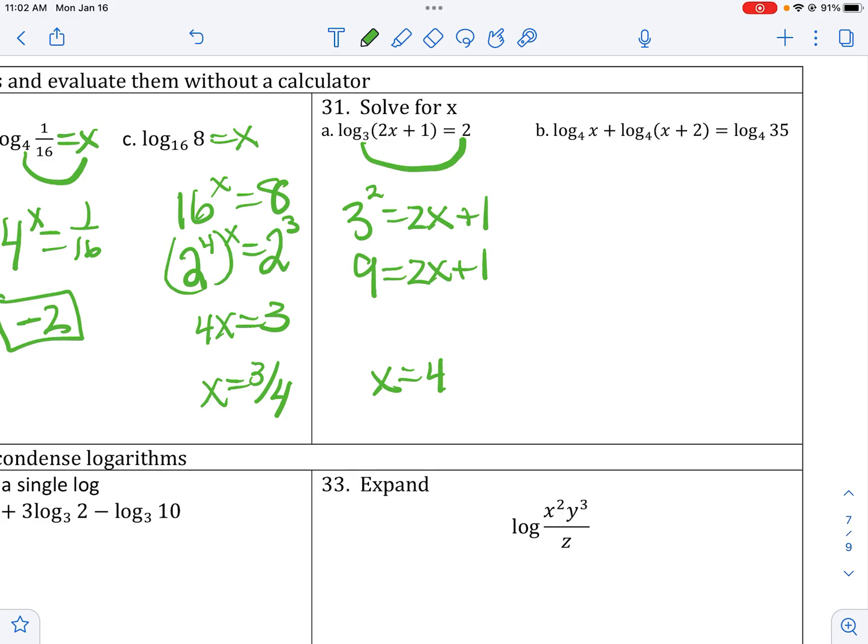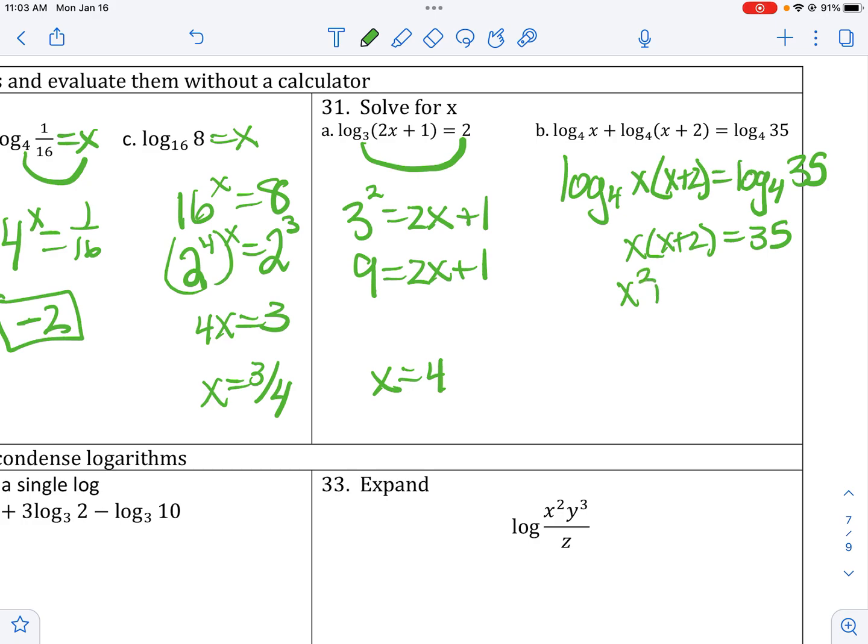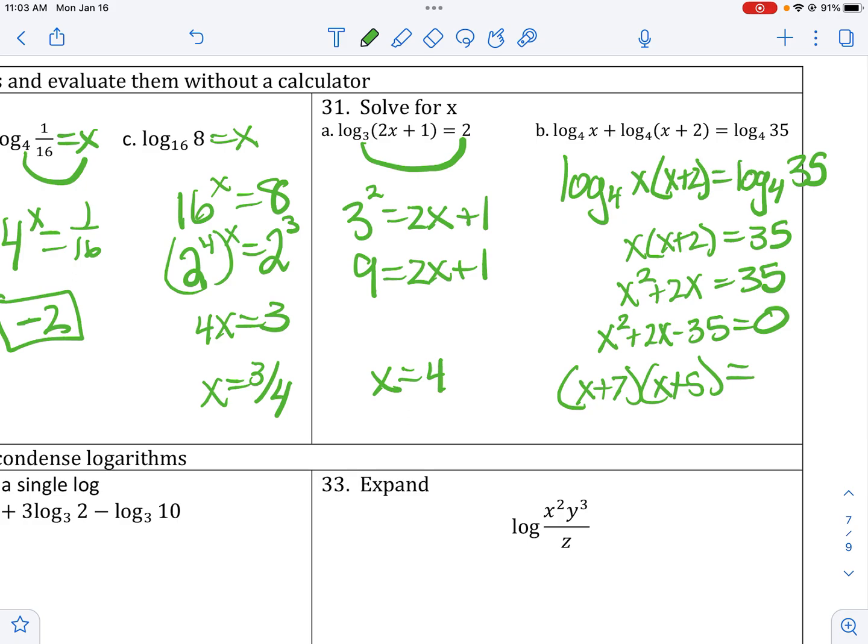Now using our log properties, adding goes back to multiplying. So log base 4 of x times x plus 2 equals log base 4 of 35. Well, now it's both log base 4, so x times x plus 2 equals 35. So we get x squared plus 2x equals 35. It's a quadratic, so we set it equal to 0, and then we have to factor. So x plus 7, x minus 5 equals 0. So x equals negative 7 and x equals 5.